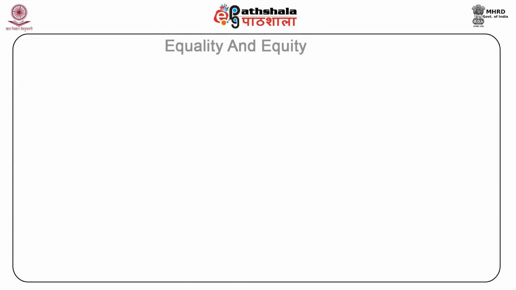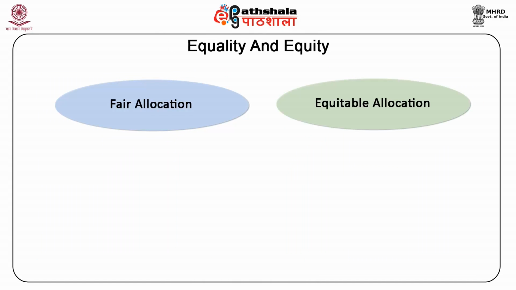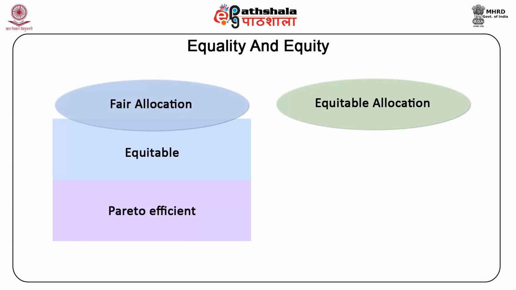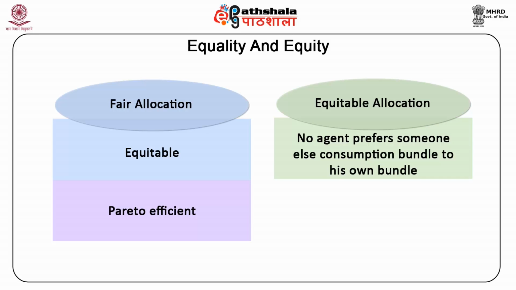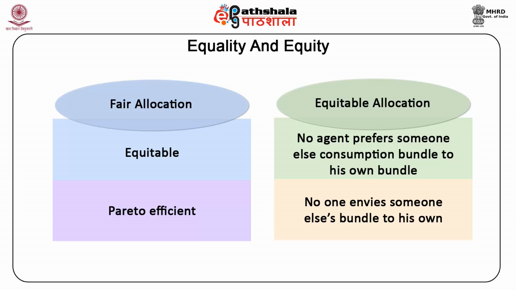Now we need to understand the meaning of fair and equitable allocation. An allocation is called fair if it is equitable and Pareto efficient. An allocation is called equitable if no agent prefers someone else's consumption bundle to his own bundle. If agent I prefers J's bundle of goods to his own, we say that I envies J. In other words, a social allocation is equitable if no one envies someone else's bundle to his own.